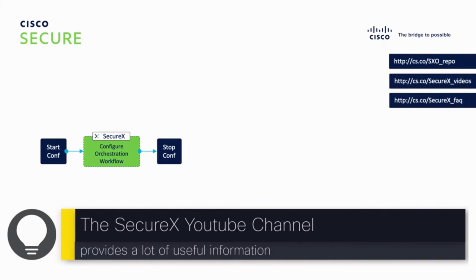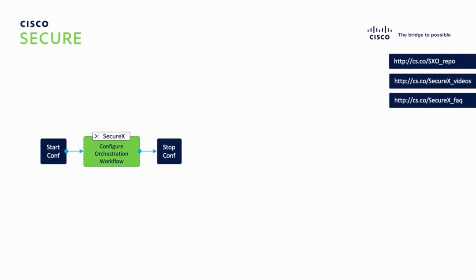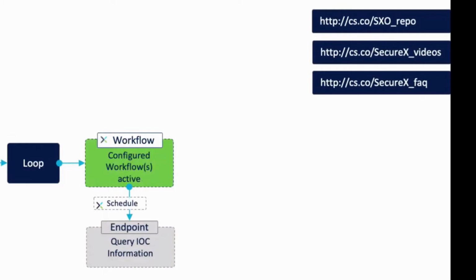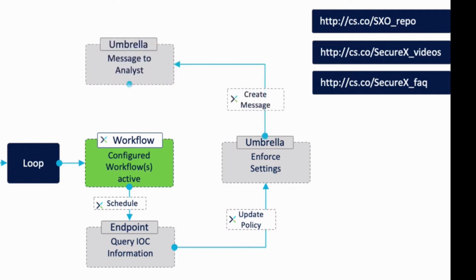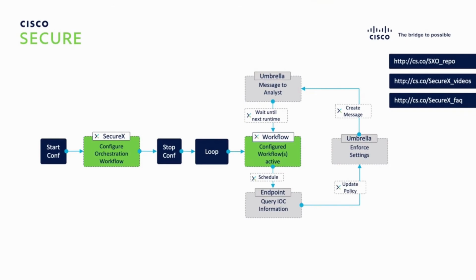To learn more about SecureX orchestration, you may take a look at the Cisco SecureX YouTube channel or at the SecureX FAQs. After the workflow has been activated, it queries the Secure Endpoint's IOCs based on the configured schedule. During this step, the information from Secure Endpoint backend gets parsed. During the next step, the DNS hostname which got passed from the endpoint incident gets pushed to the Umbrella Enforcement API. Finally, the automated generated WebEx message gets posted to the configured WebEx Teams room.